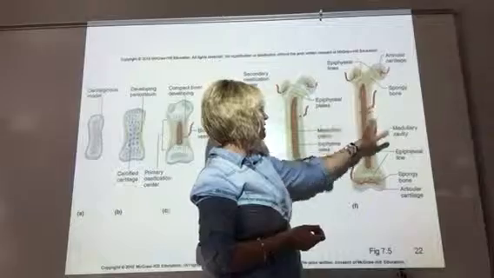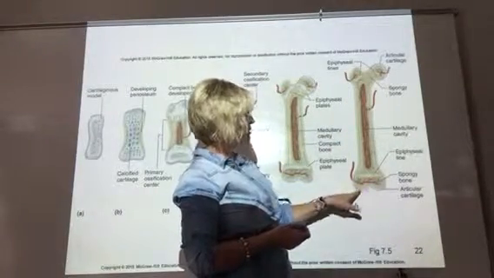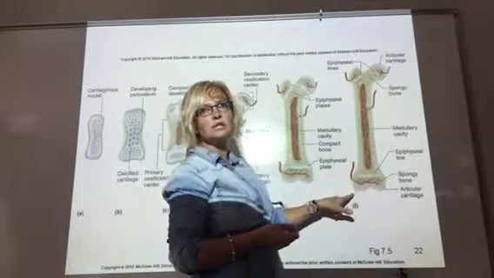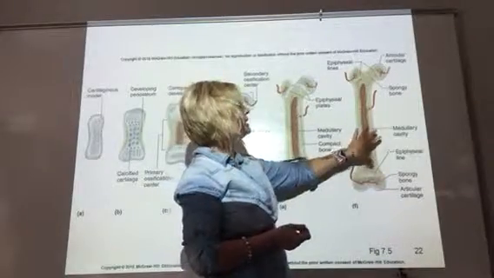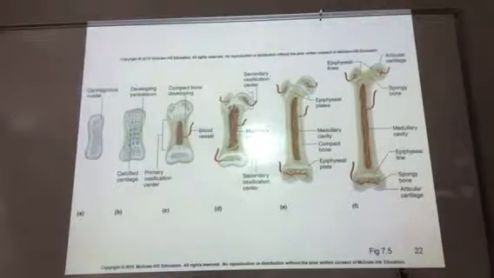I have my blood vessels. I have my compact bone. I have my articular cartilage for attachment to another bone. That would be a bone that is completely done growing.